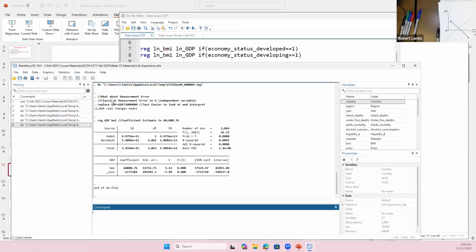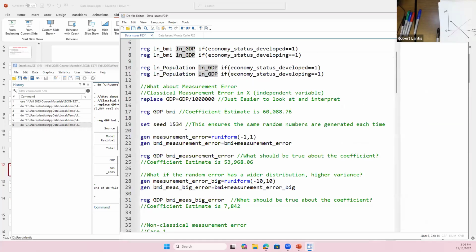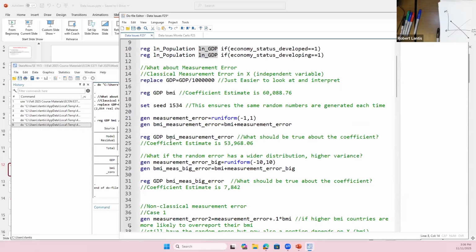I'm going to try to prove to you what happens if we now have measurement error in self-reported BMI. Okay? So let's go down here. I'm going to run this line that says set the seed at 1534. The reason I'm doing this is so we all have the same values. We're going to start to use this kind of function in Stata, which can create random numbers for us.